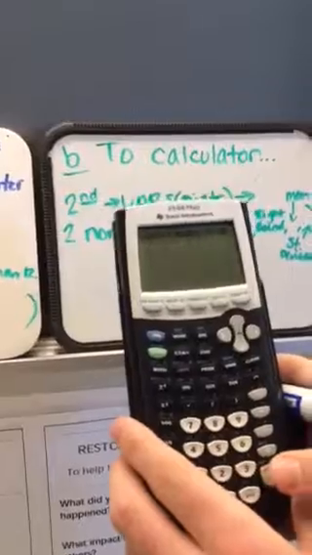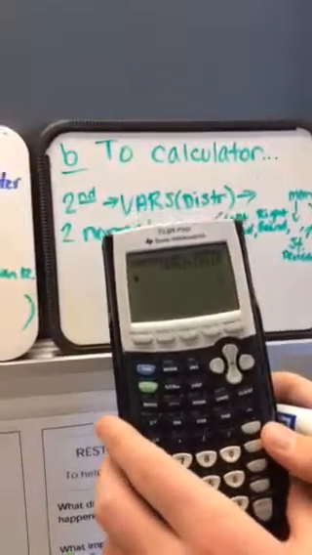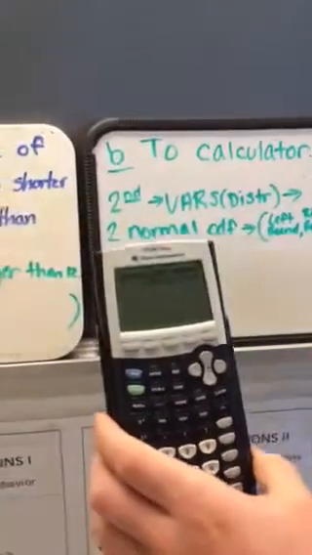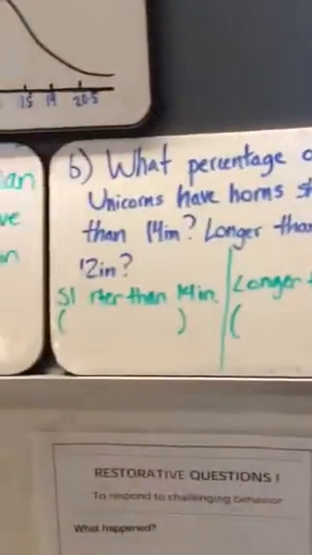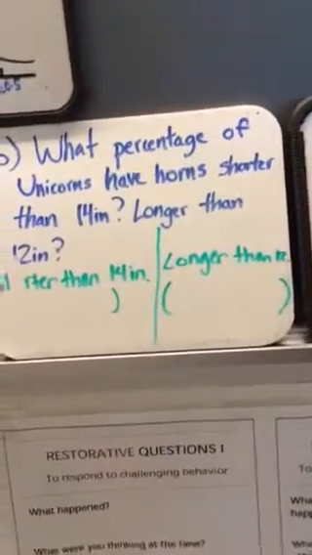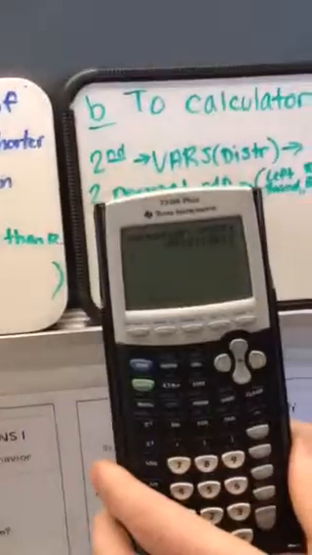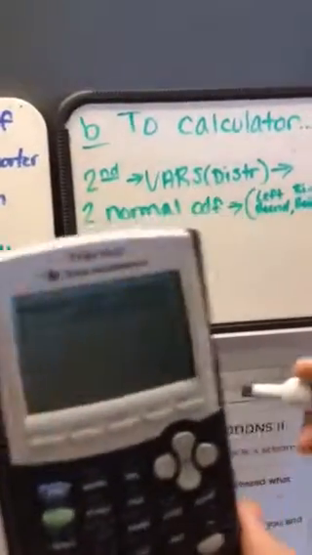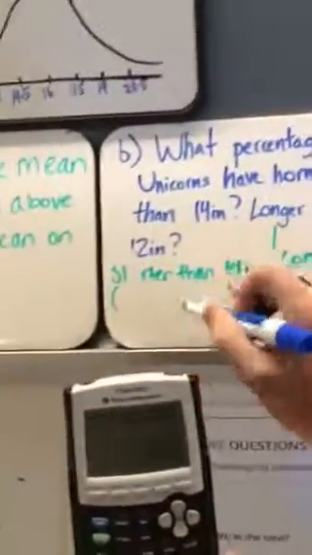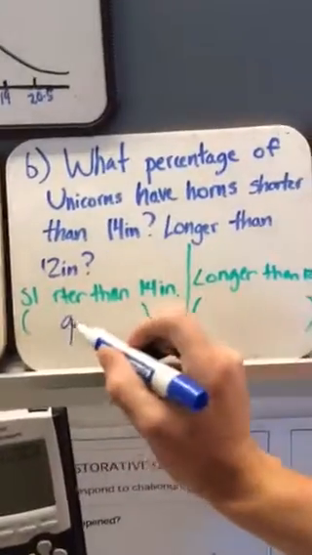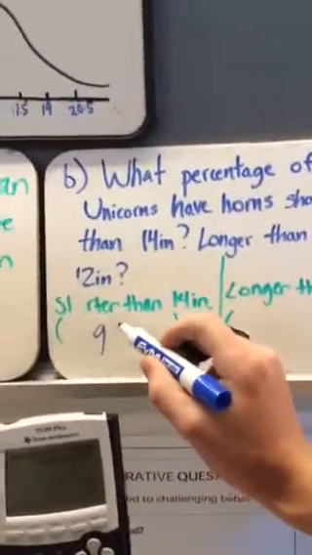When we calculate that, we get an answer of 0.091. So we want to find a percent, so we're just going to move the decimal point 2 places to the right, and our answer is going to be 9%.